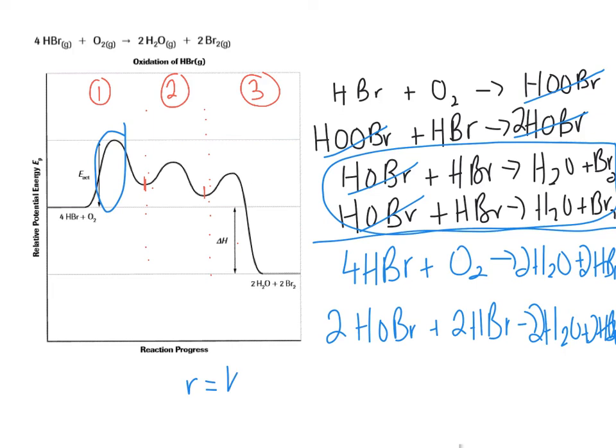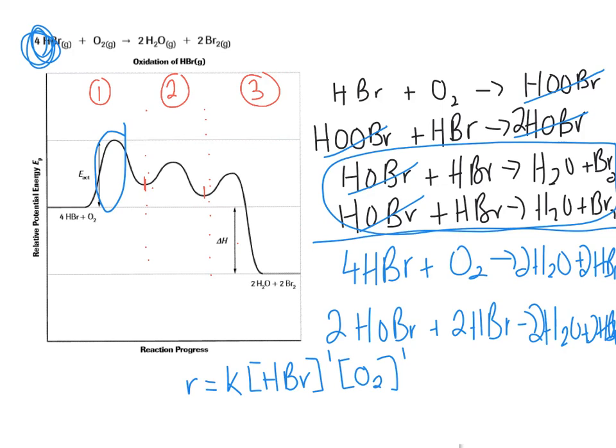So rate is going to be equal to k. What are the reactants? HBr, exponent 1, and O2, exponent 1. And it just so happens that doubling the concentration of oxygen doubles the rate, but doubling the concentration of HBr only doubles the rate. So we know that this 4 HBr is not the coefficient.